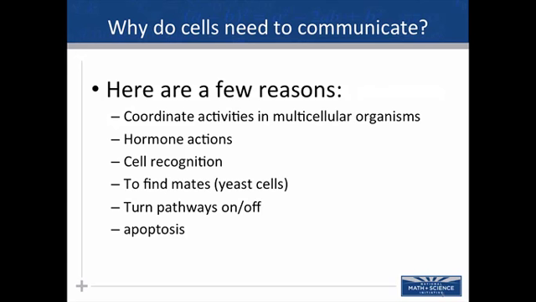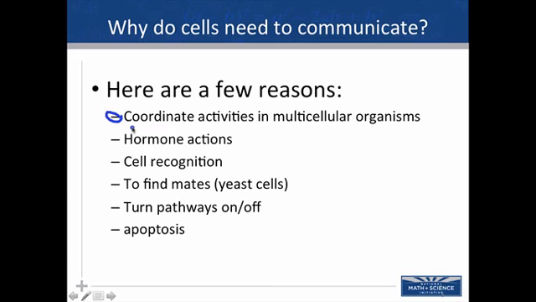Here are a few. You may have recorded some of these in one form or another. One of the things that cells have to be able to do is to coordinate their activities from one cell to another. So they need to be able to coordinate activities so that, for example, when one part of the body needs nutrient or is trying to grow or whatever, that cell receives the information that it needs or the nutrients that it needs.